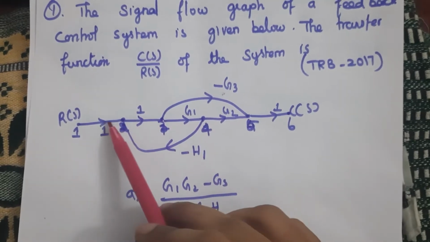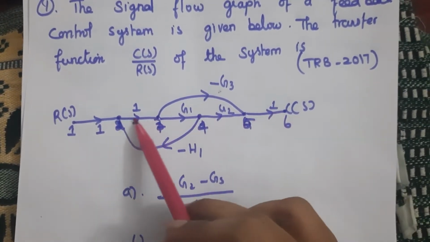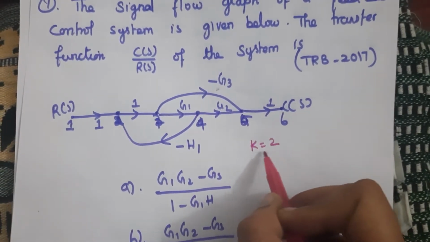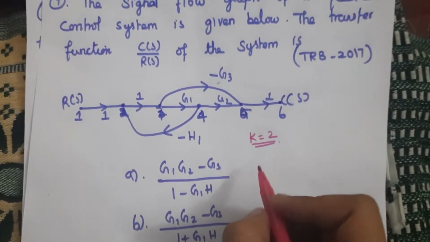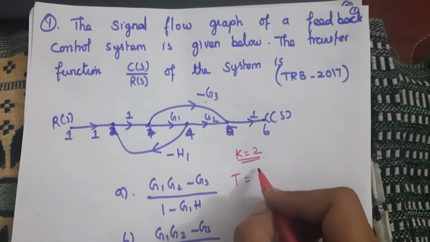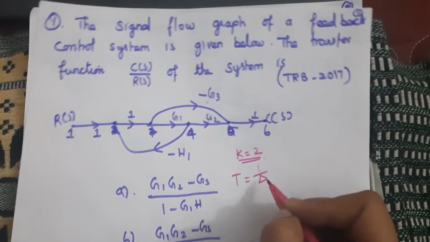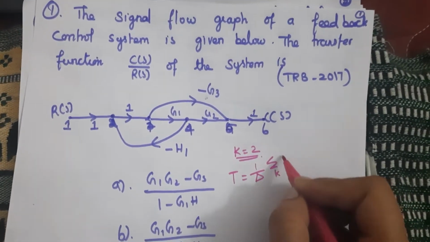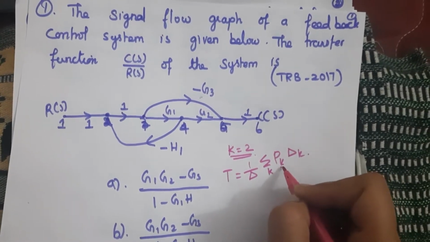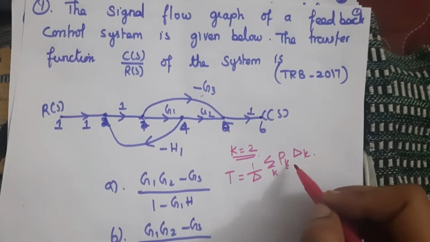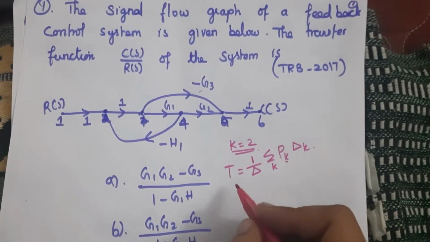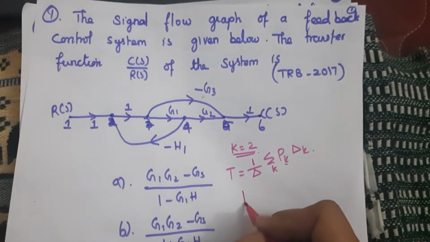So here this one path and this one path. So there are two forward paths, so k is equal to 2. The formula for finding the transfer function using Mason's gain formula is equal to 1 by del, sum over k of pk and del k, where pk is the forward path gain. So this is the formula, and now we have to find the forward path gain.